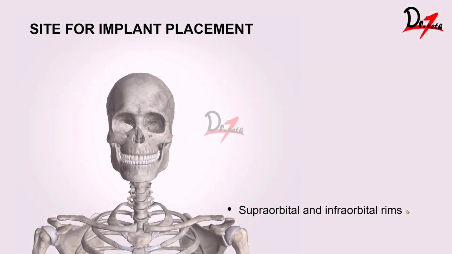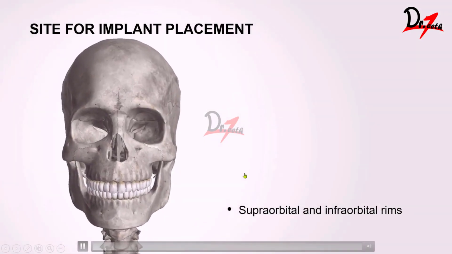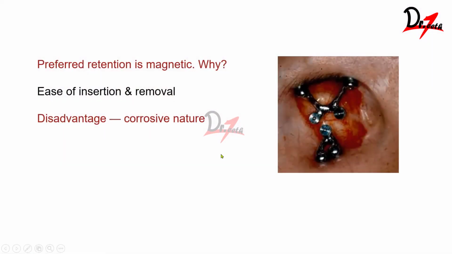What is the site of implant placement? It is the supraorbital and the infraorbital rim. These areas are preferred because of thick cortical bone and good blood supply. What is the preferred retention system for the orbital prosthesis? It is magnetic. Why? Because of ease of insertion and removal.